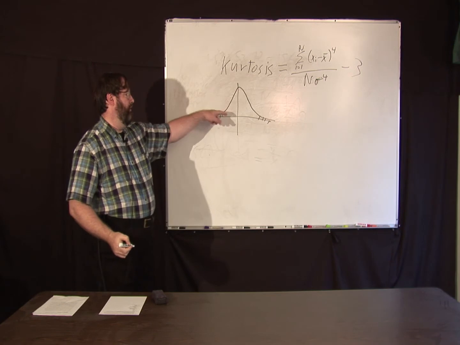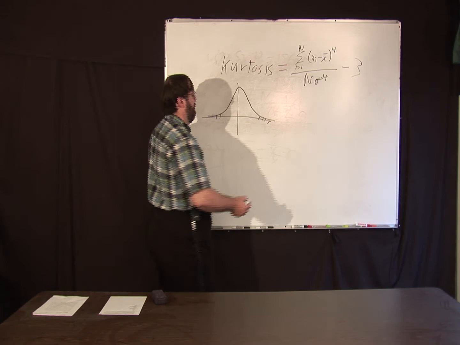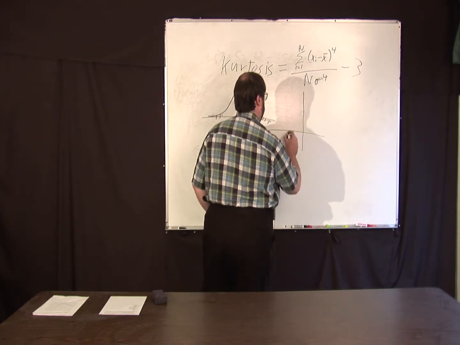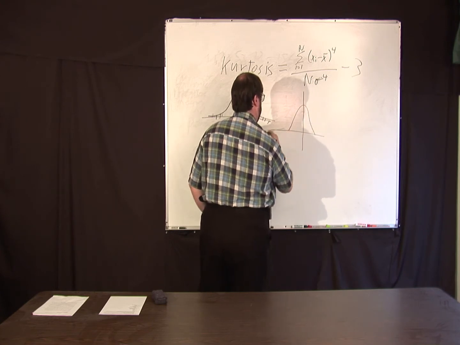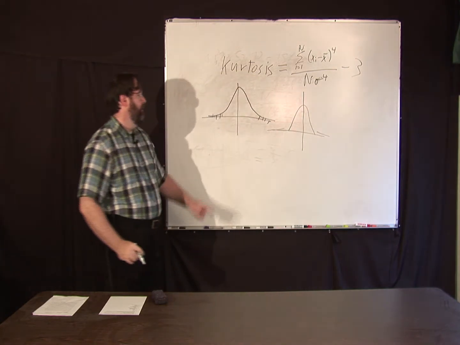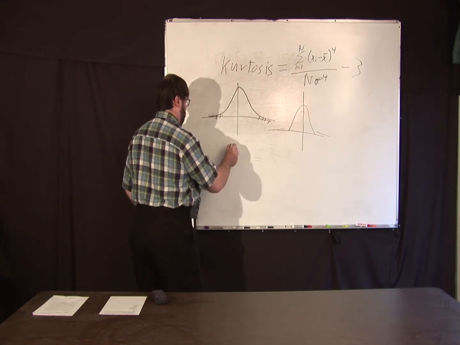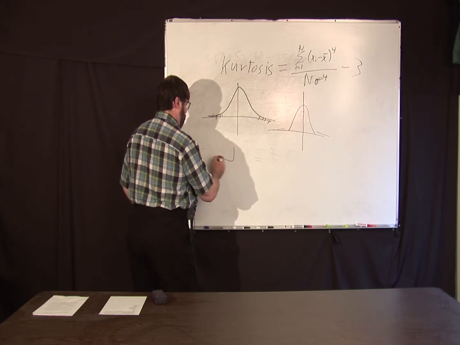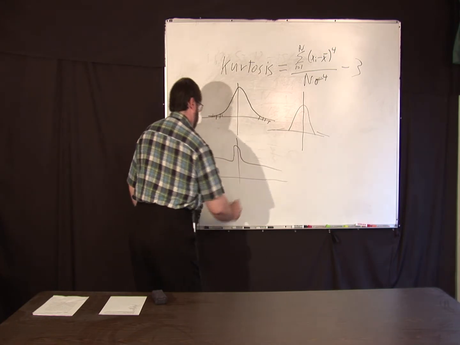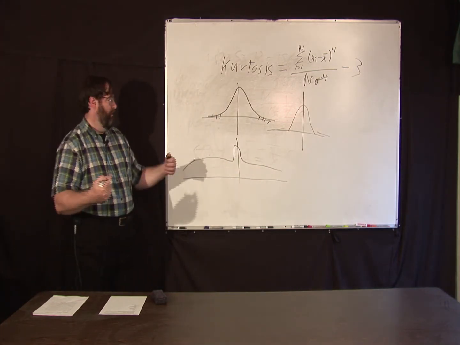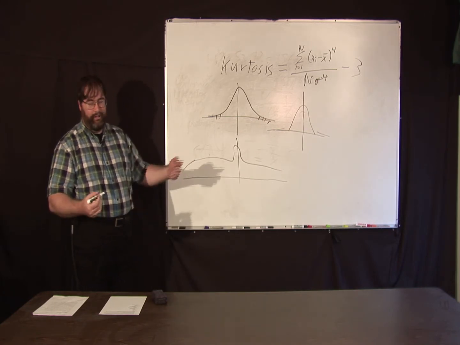So this normal distribution is the standard. If you have a distribution that looks more like this, so that there's no data out near the tails at all, that would have negative kurtosis. If you had a distribution that looked more like something like that, that would have positive kurtosis. It's got more data in the tails than a normal distribution, which we'll talk more about later.